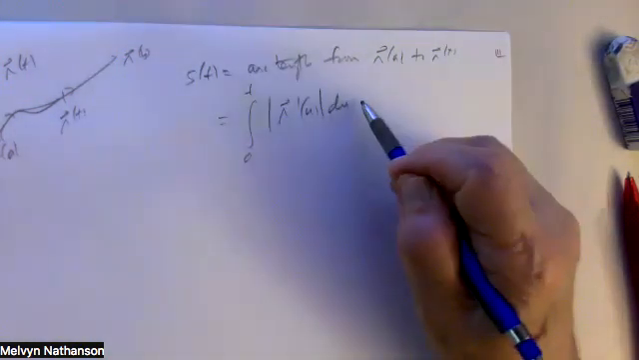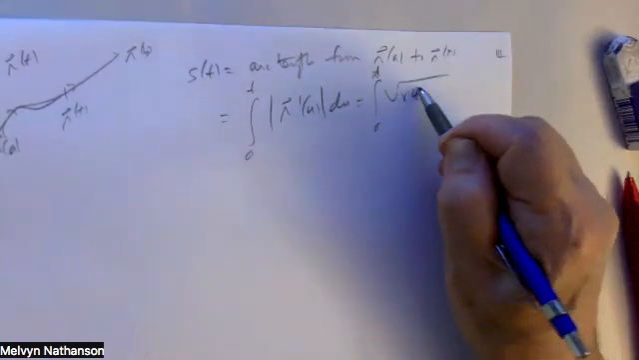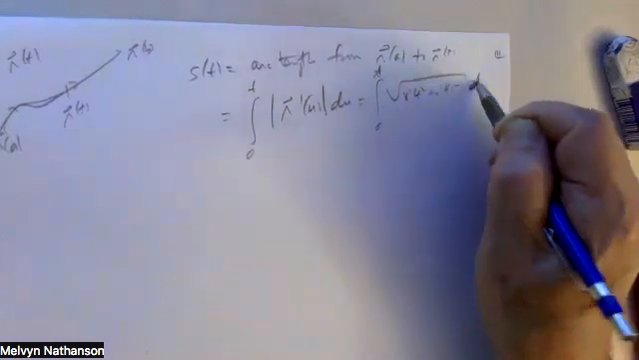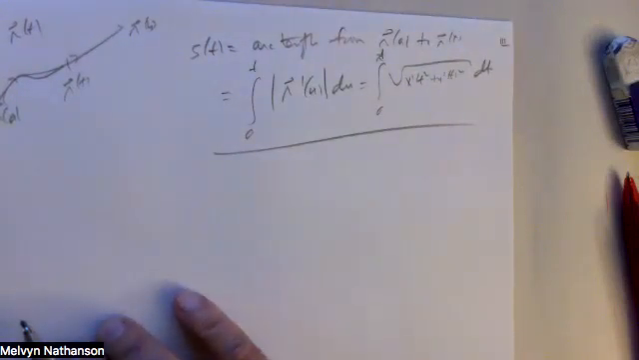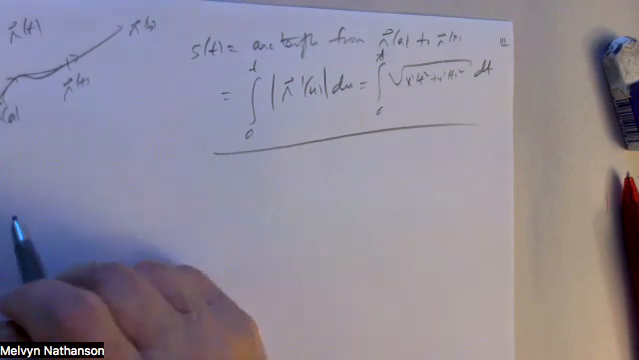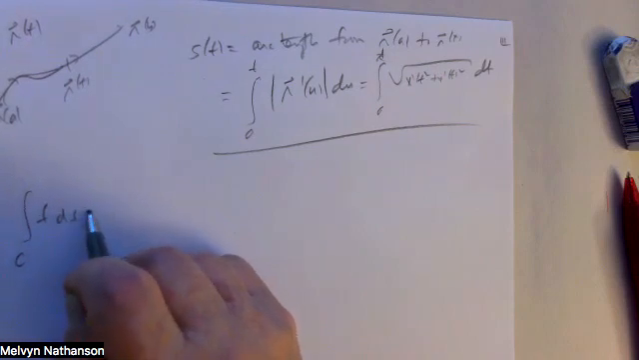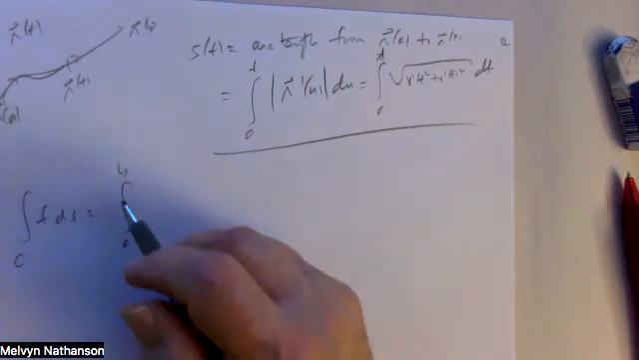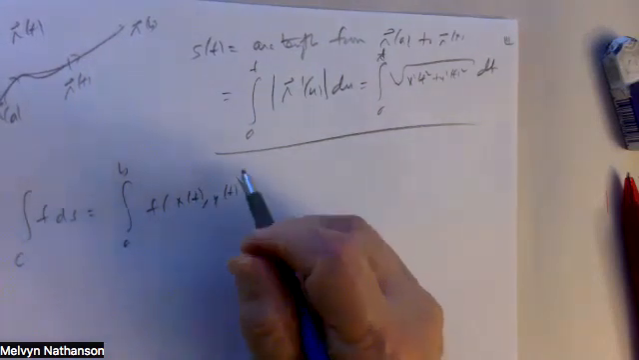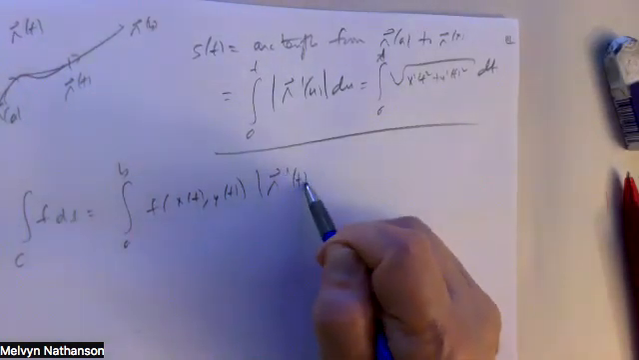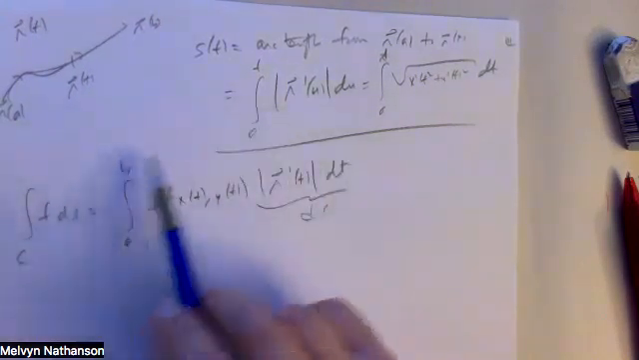This is exactly the formula for arc length. This is the integral from a to t of the square root of x prime of t squared plus y prime of t squared dt. So the formula for arc length. And the integral along the curve C of a scalar valued function f ds is the integral from a to b of f of x of t, y, z, times the absolute value of r prime of t dt. This is sort of like ds.